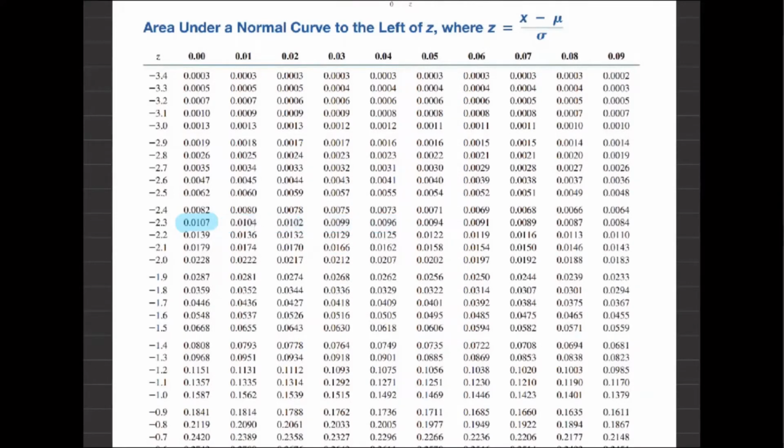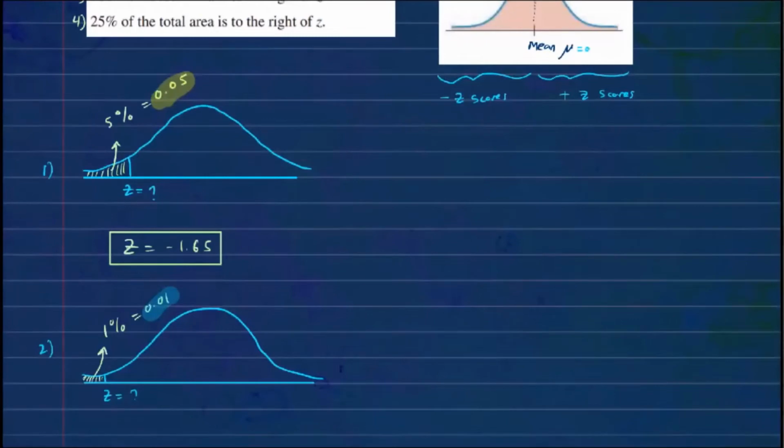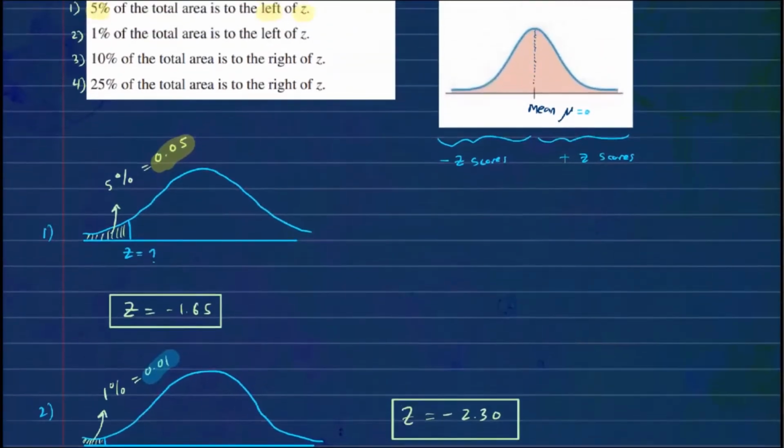That's pretty close. So the z-score for that: you look at the vertical direction, that's the z, and that's the decimal. So it'd be negative 2.30. So this is z equals negative 2.30. That's the z-score that corresponds to 1% of the area to the left. All right, so hopefully you're getting the idea.